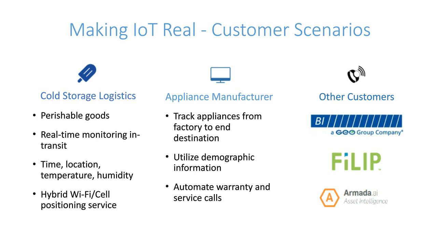So we even have a newer partner who's doing this just with cell only. So they're not using Wi-Fi, they're just using cell to get general location information for where that asset is in association with the other information they're getting.